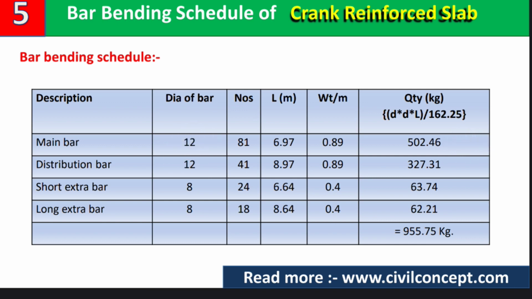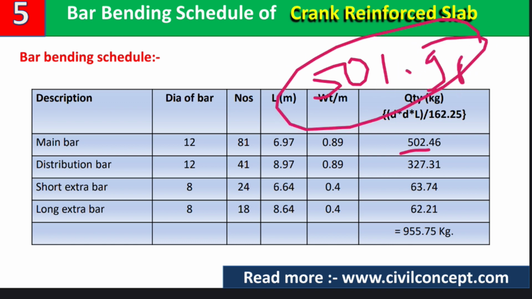Guys, you can also use this formula, D into D, which is diameter of the bars, into diameter into length, divided by 162.25. So when we use this formula, then we have to multiply this 12 into 2 times. After that we have to multiply this length here, and this is our constant. We don't require this weight per meter. Just use this formula. Then we will get here answer 501 point something 98 something. So this is similar like this, and something will be different.